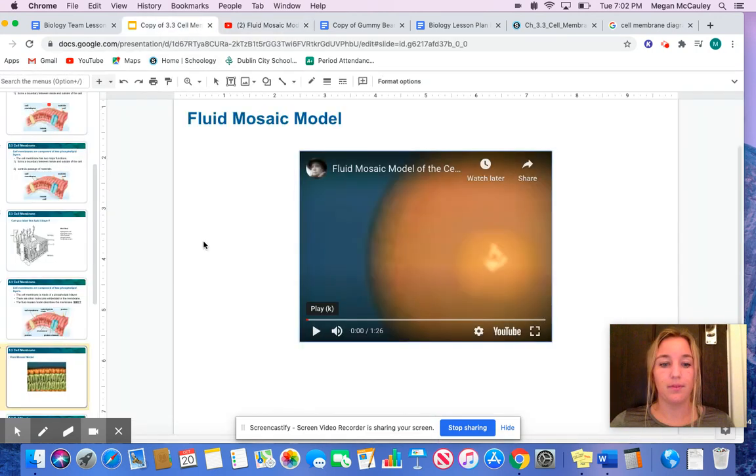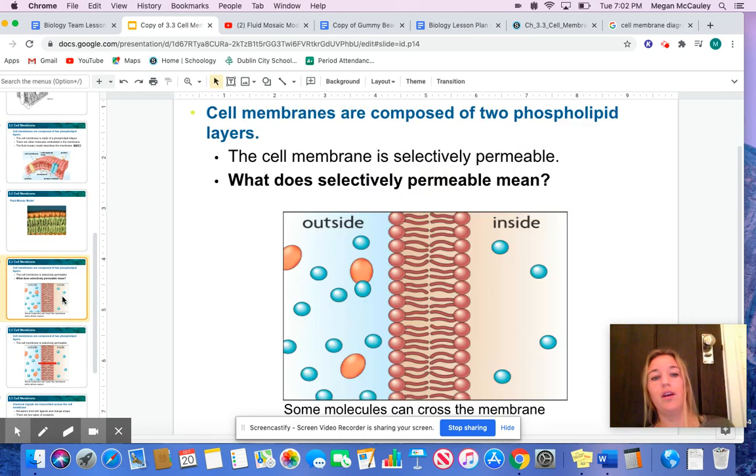Okay? All right. Almost done. So cell membranes are composed of two phospholipid layers. The cell membrane is selectively permeable. What does selectively permeable mean? So selective permeability means a couple things. The membrane lets some things in and some things out under certain conditions. And sometimes the selective permeability lets nothing in and nothing out. So it has the option to choose what comes in and what comes out of the cell at what point of time.